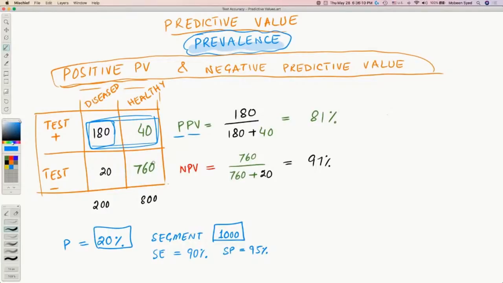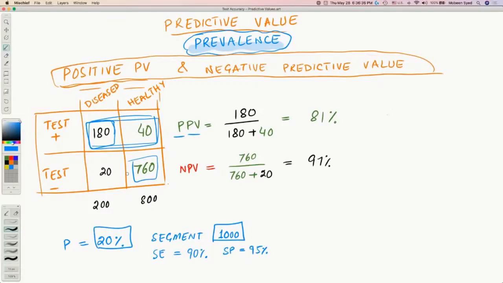So let's say here 760 were actually healthy and the test was able to identify them as healthy, but it also then took 20 who were not healthy and incorrectly identified them as healthy. So how do we see? We take the fraction of the healthy to all those that are declared healthy, and that will be negative predictive value. What does that mean?